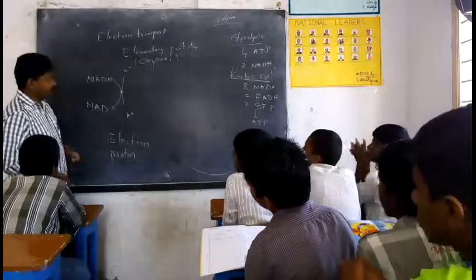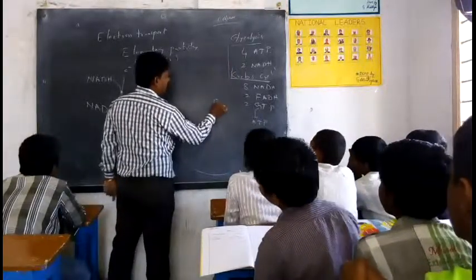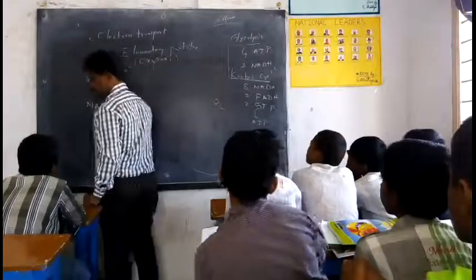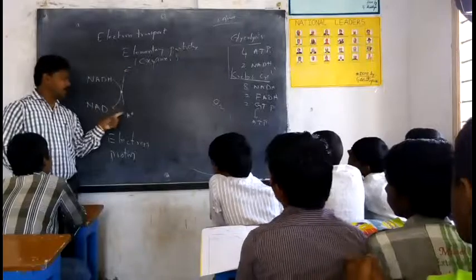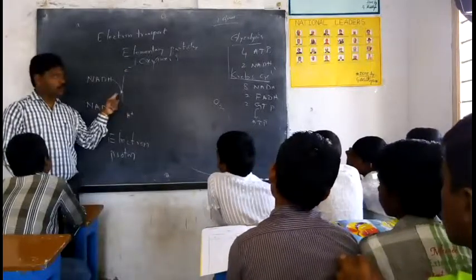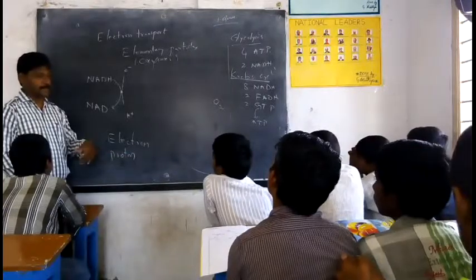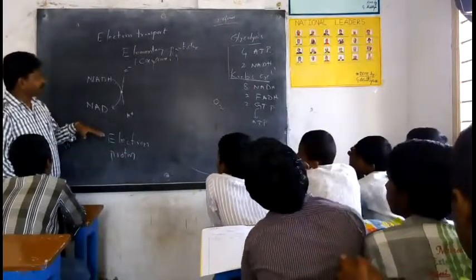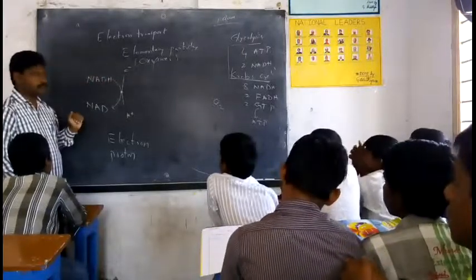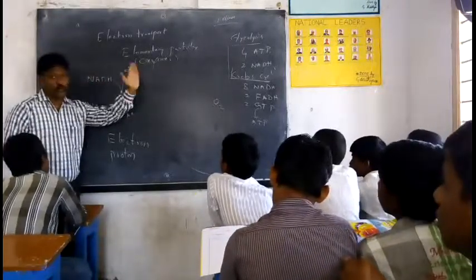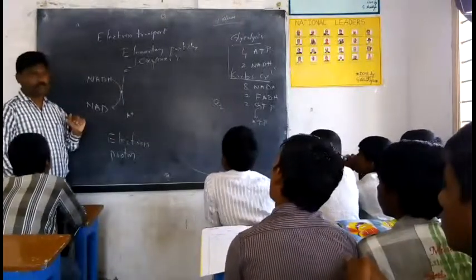Now, finally, here oxygen is waiting. Now there is a competition between electron and proton. Who will reach the oxygen first? Let us see. This electron is moving through a series of electron acceptors.